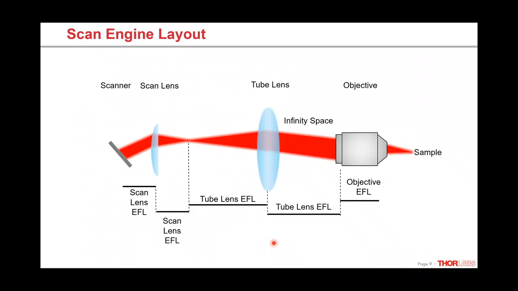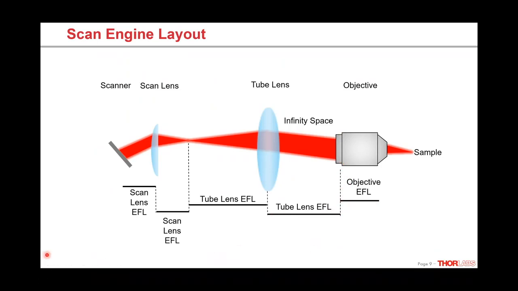Now, the tube lens and the objective spacing doesn't have quite the level of requirements, because here the laser beam is in so-called infinity space and it's collimated. However, it's still good to line up these two optics such that the front focal length of the tube lens matches up with the back focal length of the objective, or the back focal plane of the objective.